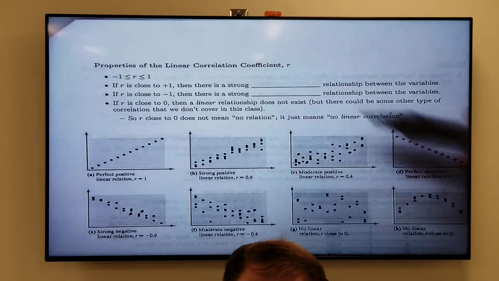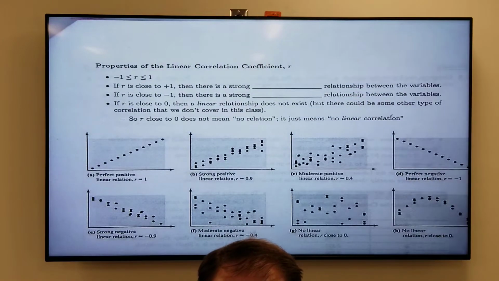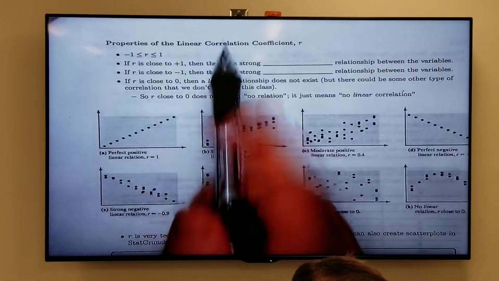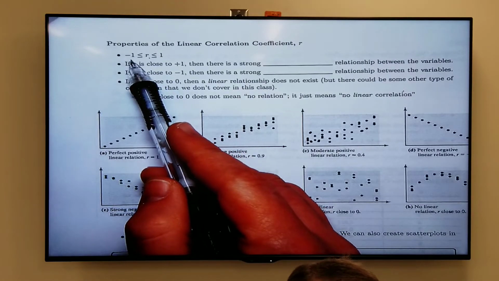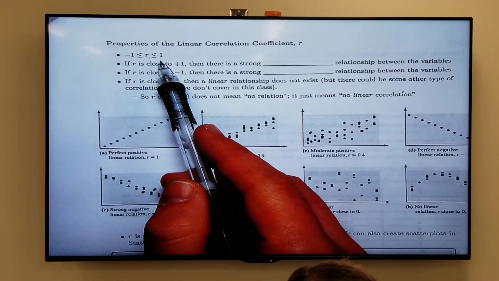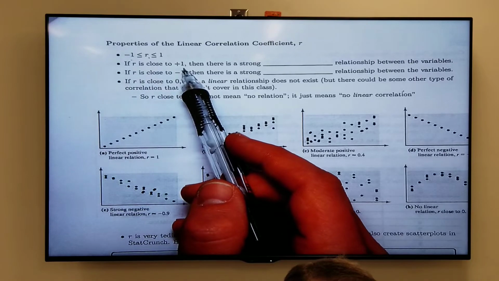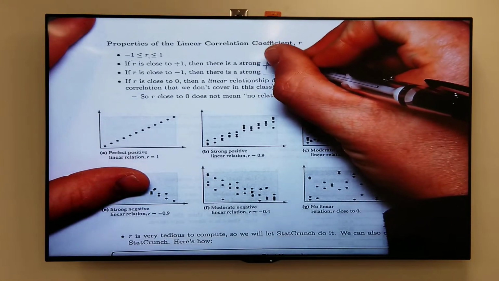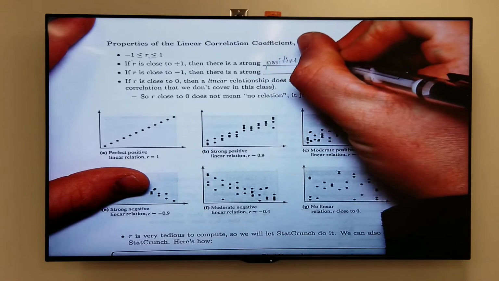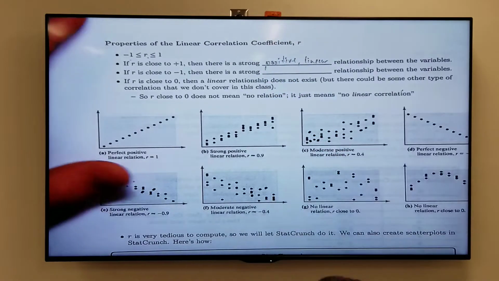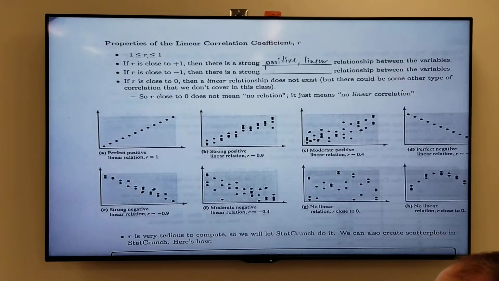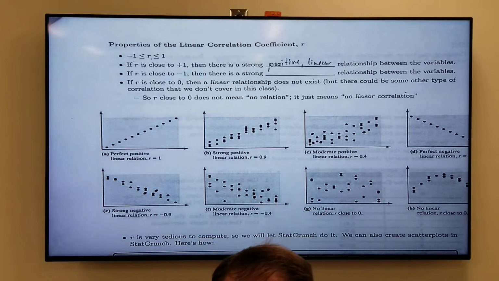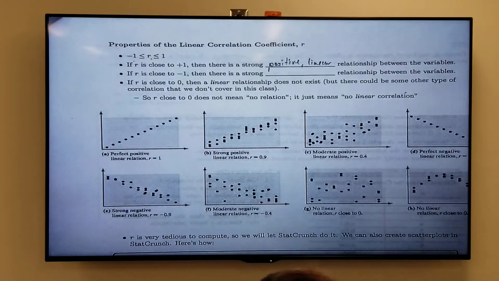So continuing to talk about this correlation coefficient R, here are some things about it. Here's how we can interpret R. For one thing, R is always going to be between -1 and +1. If R is close to +1, then there's a strong positive linear relationship between the variables. I didn't give us enough space to fill in these blanks. Anyway, there's a strong positive linear relationship between the variables.